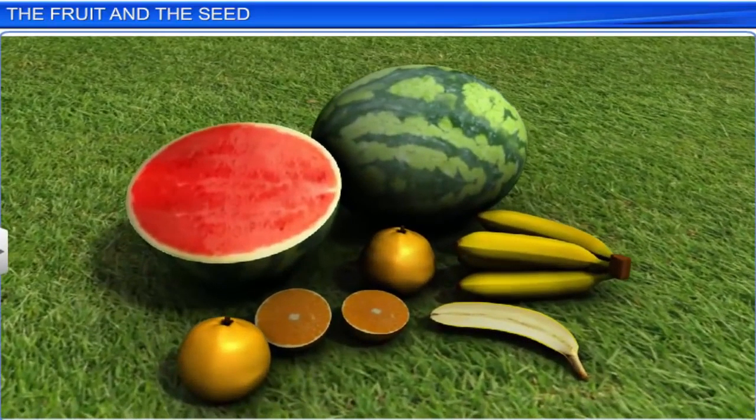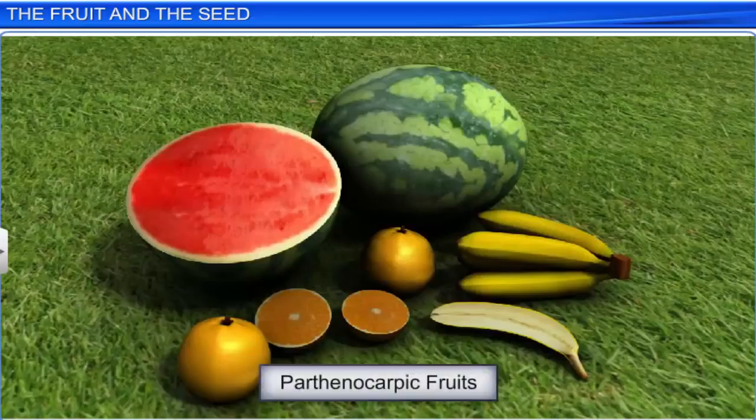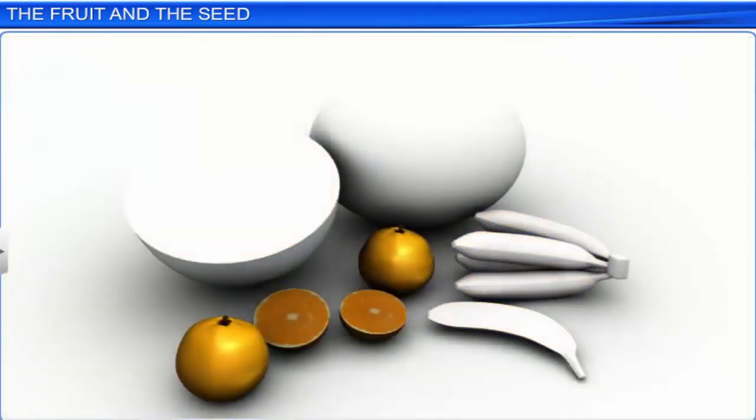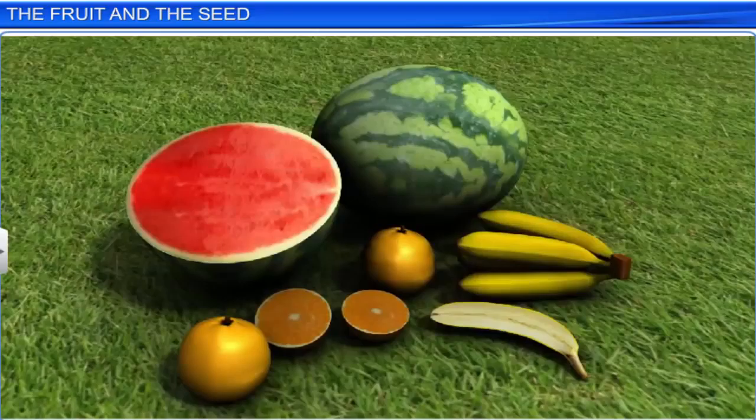However, certain fruits are formed without fertilization of the ovary and are therefore seedless. Such fruits are called parthenocarpic fruits, such as seedless watermelon, banana, and orange. Parthenocarpy can be a natural process or may be artificially induced.